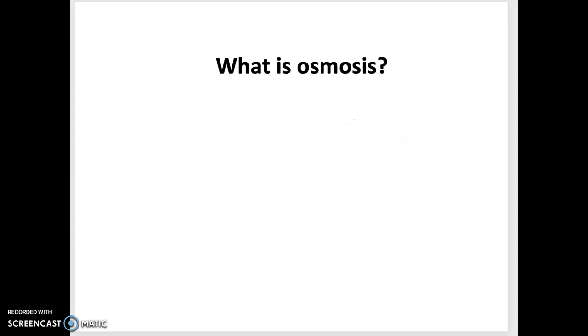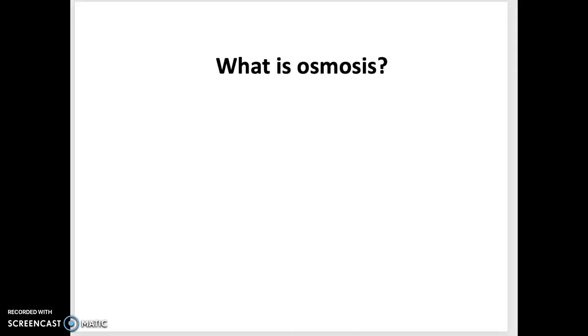So osmosis is simply just the diffusion of water. And if you think about this in your daily lives, water's constantly going in and out of our cells. If we eat something that's super salty, water will rush out of our cells. We end up getting thirsty. If we drink a whole bunch of water, water will rush into our cells, and then we end up having to go to the bathroom.